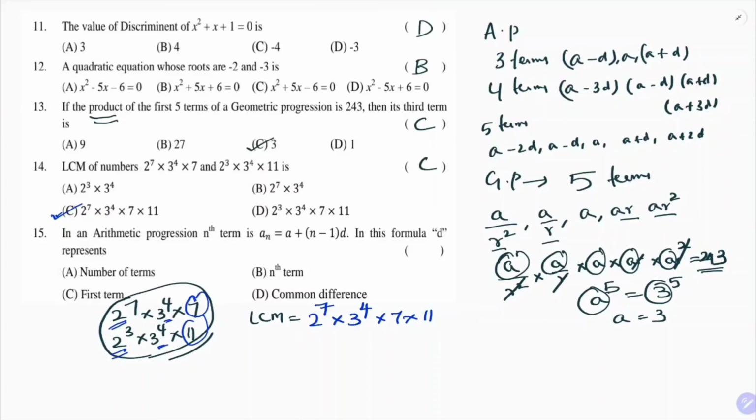So next one, 15th MCQ. In an arithmetic progression, the nth term is an equals a plus (n minus 1) into d. So in this formula, what does d represent? Clearly d represents the common difference. So the correct option is D.